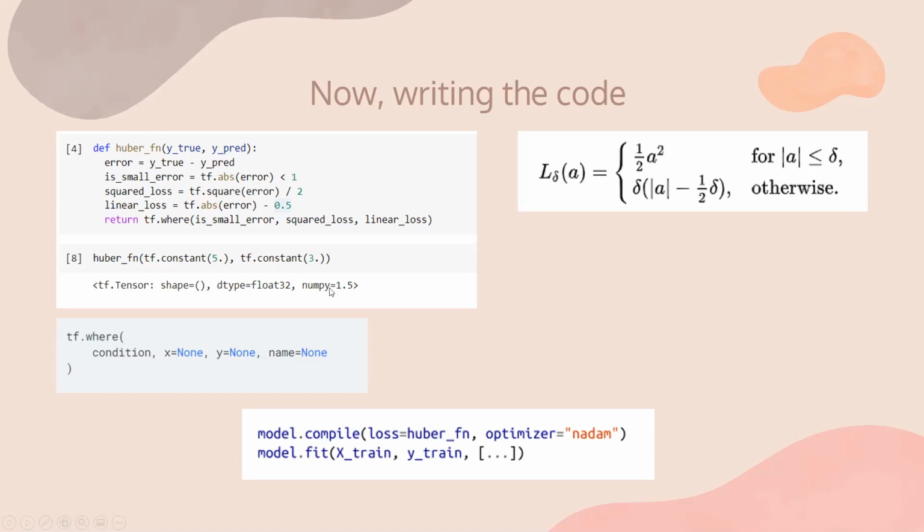So I'm going to do it. I did it here already in the code, where I chose the true value as 5 and the predicted value as 3, right? So I'm saying that delta is 1. So the error is 2, and 2 is not less than 1, which means I'm going to do linear loss, which is 2 minus 0.5, which is why I get 1.5 here. And so that's it. That's how we do our custom loss function. And then we're going to continue to use this loss when we compile our Keras model and later when we train it.